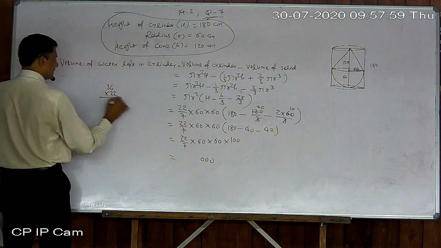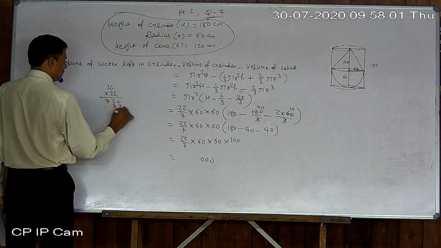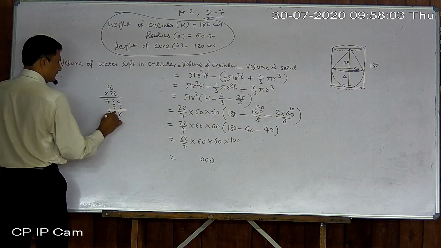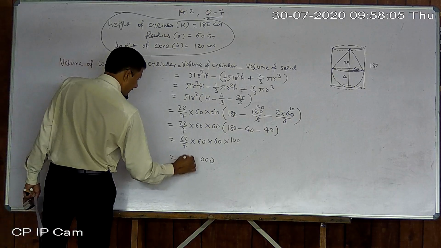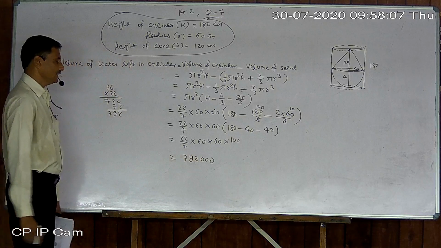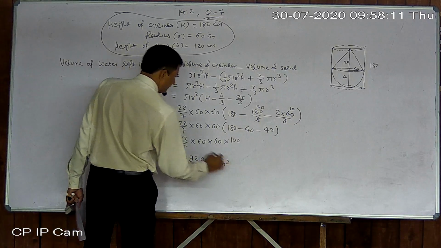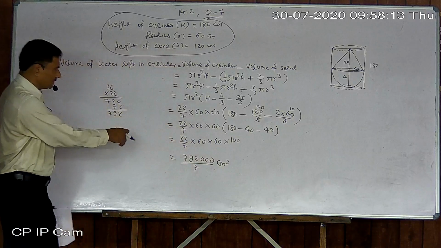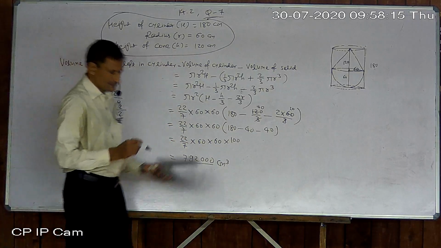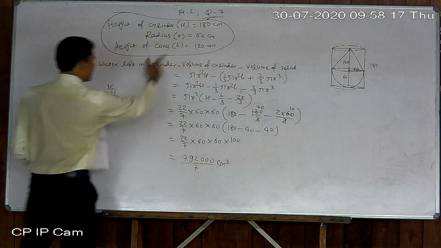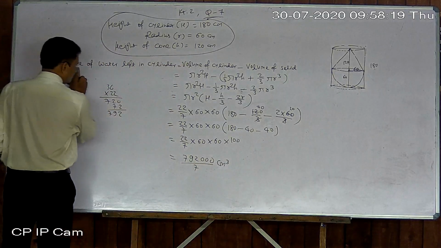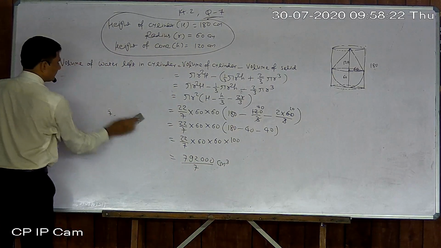So 36, 7, 20, 72, 297. So 792. Okay, divide by 7. Centimeter cube. Okay, so this sum will become long due to this type of calculation only, otherwise just understand the main concept. Now we have to divide this.